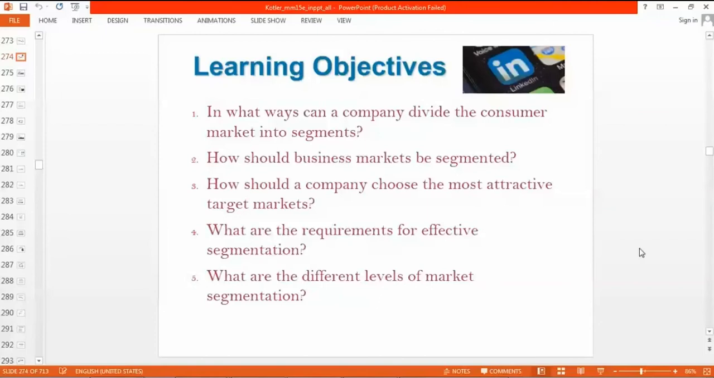So the objective of this chapter is to understand in what ways a company can divide the consumer market into segments, and how business markets should be segmented. Last time you segmented the consumer market, so tonight we are going to cover the business market, how a company should choose the most attractive target markets, what the requirements for effective segmentation are, and what the different levels of market segmentation are.